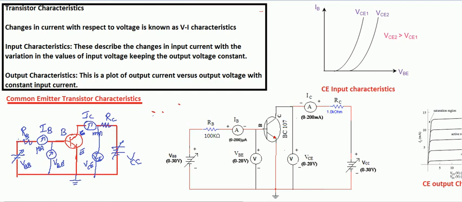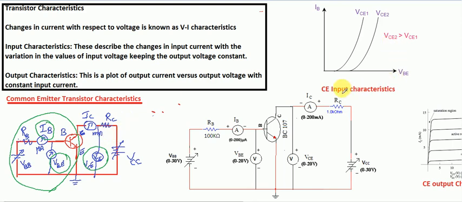Now how to study the characteristics? First, let us see the input characteristics. You know about input characteristics now. What is input characteristics? Input characteristics is the variation of input current with respect to input voltage at constant output voltage. Here, the input current is IB, the input voltage is VBE, and at constant output voltage, VCE. That's all.